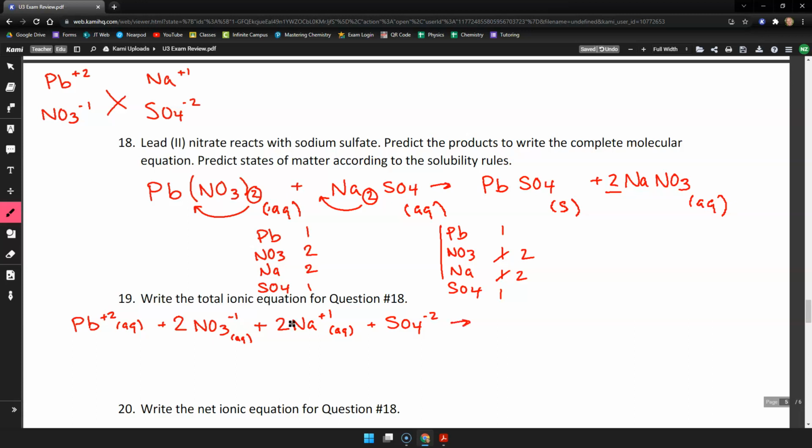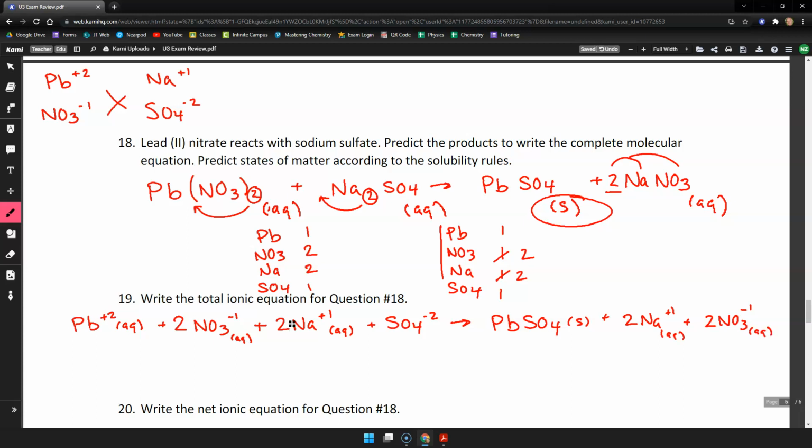All right, on the other side, we have lead and SO4, but it's a solid. We do not split up solids, so this will just be PbSO4, solid. Okay, and then this 2 distributes to both terms. So it'll be 2Na plus 1 plus 2NO3. NO3 is -1, and I'm forgetting again to put the states here.